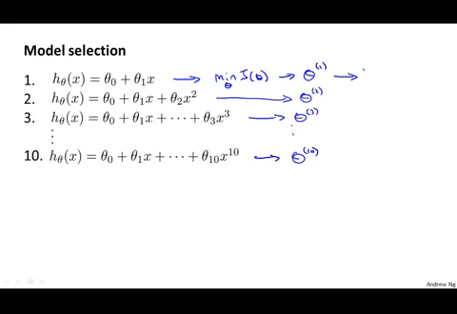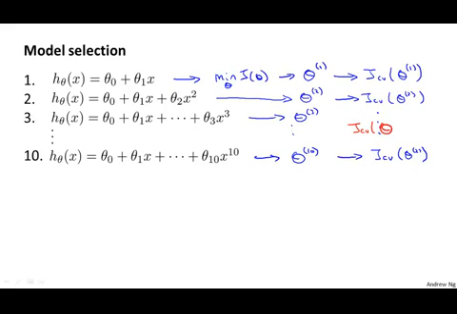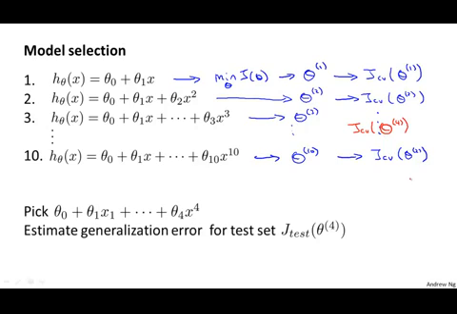And instead of testing these hypotheses on the test set, I'm going to test them on the cross-validation set. I'm going to measure J subscript CV to see how well each of these hypotheses does on my cross-validation set. Then I'm going to pick the hypothesis with the lowest cross-validation error. So for this example, let's say for the sake of argument that it was my fourth order polynomial that had the lowest cross-validation error. In that case, I'm going to pick this fourth order polynomial model.